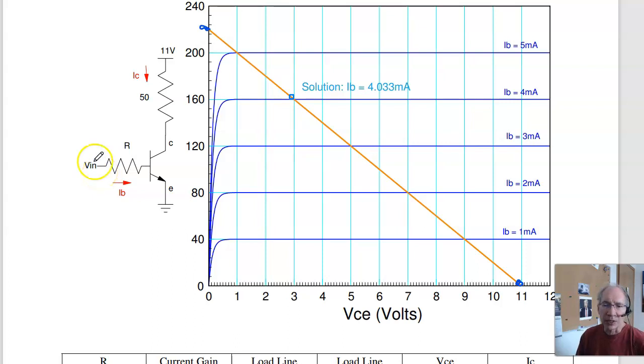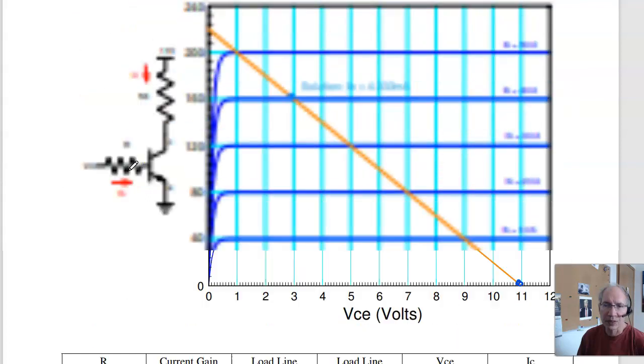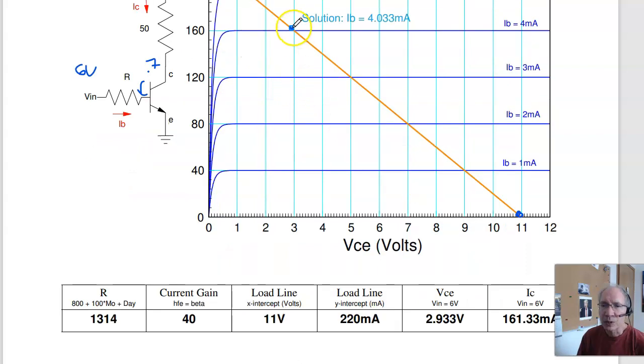The base current: if this is 6 volts, on the right side is 0.7. Again, this arrow means diode. 5.3 volts across R gives you IB. Once I have IB, it's like 4.03 milliamps. Here's 4, here's 5, here's 4.02. There's my operating point. So VCE will be about 2.9 volts. IC will be like 161 milliamps.